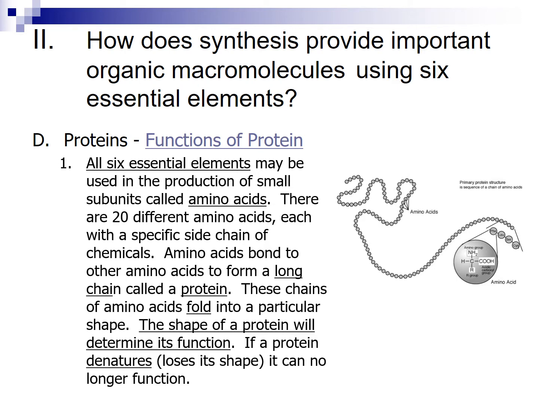Okay, amino acids come together and create long chains, and the long chains are called proteins. All right, these proteins then fold into different shapes, and the shape of the protein will determine the protein's function. If the protein denatures, or loses its shape, it can no longer function.